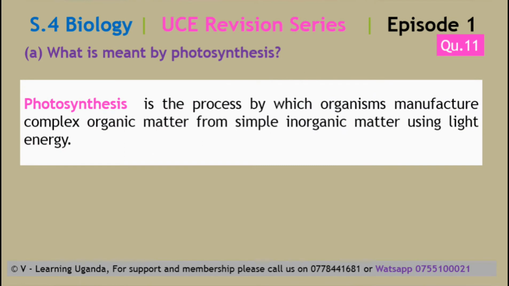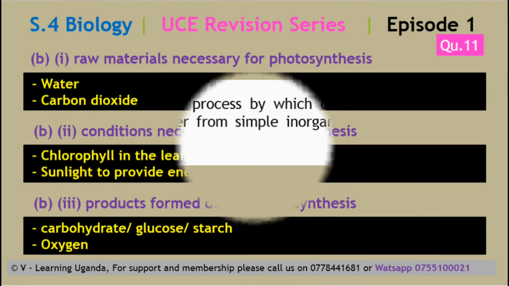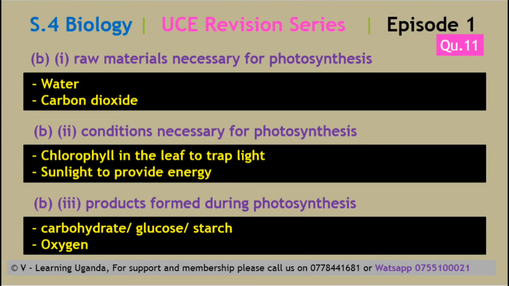So we look at part A, what is meant by photosynthesis. Photosynthesis is the process by which organisms manufacture complex organic matter from simple inorganic matter using light energy. That is how you can define photosynthesis. And then part B, the raw materials necessary for photosynthesis include water and carbon dioxide.